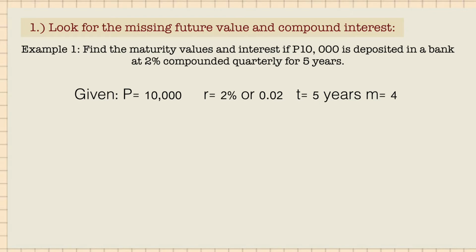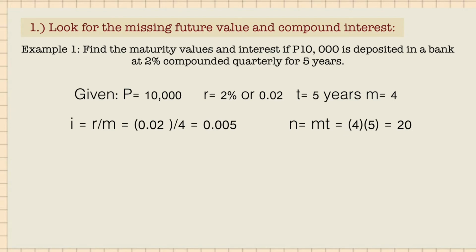So first, we need to find the periodic rate. So let's take the formula I equals R over M, and that's equals 0.02 over 4, and that turns into 0.005. Now let's find the number of conversion periods. To do that, we need to multiply the conversion period and time in years. It's 4 times 5 and turns to 20.